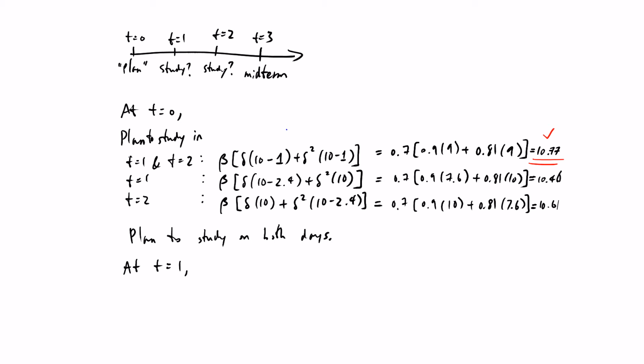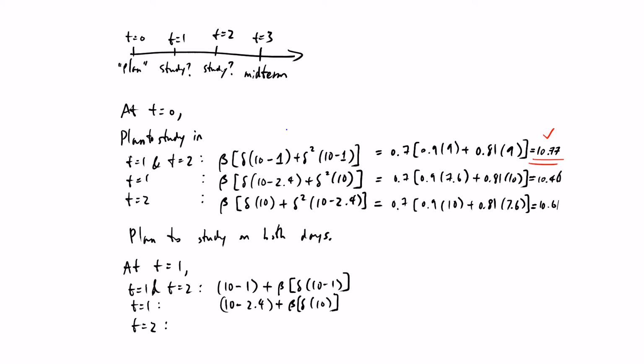At t equals 1, let's see what happens. Once again, the choice is whether to actually start studying now, studying only today, or studying on both days. Today is already day 1, so it's no longer in the future. So studying today would give a utility of 10 minus 1. Tomorrow is in the future, so beta times delta times (10 minus 1). If only studying today, that would be 10 minus 2.4 plus beta delta 10. And finally, studying only on day 2 would be 10 today plus beta delta (10 minus 2.4) in the future.